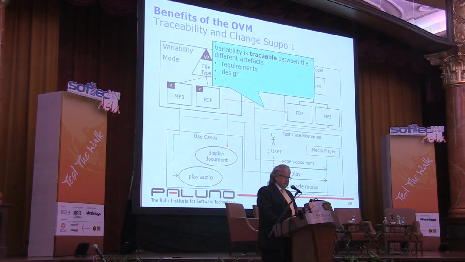A key benefit you get by this principle, that you have a variability model and then the development artifacts, which is illustrated in this picture, like the use case, the scenarios, and the class model, is that you can now identify which impact a variant has in which of those artifacts. Here again, very simplified, the PDF, for example, is the PDF in the class model, it's the open document in the test case scenario, and it's the display document in the use case scenario.